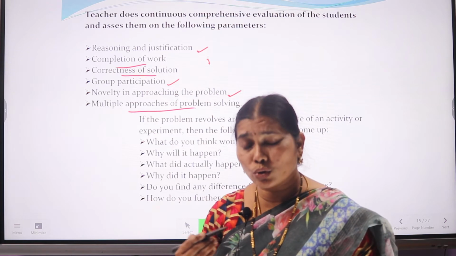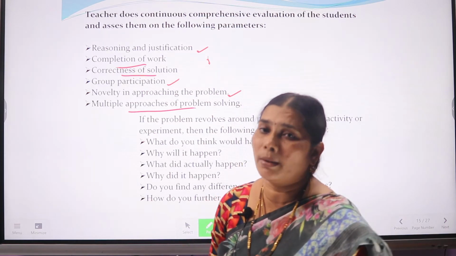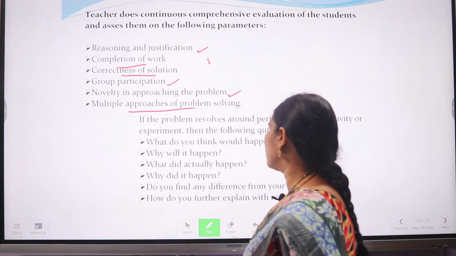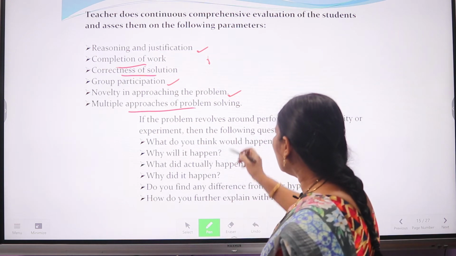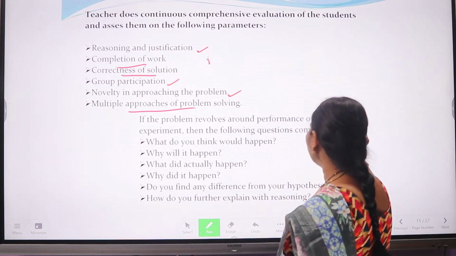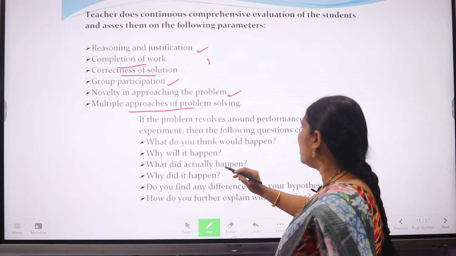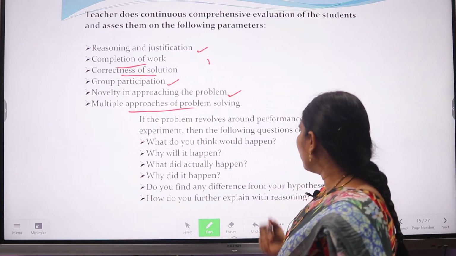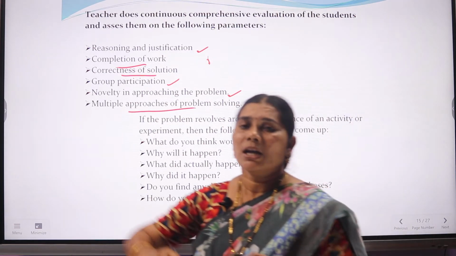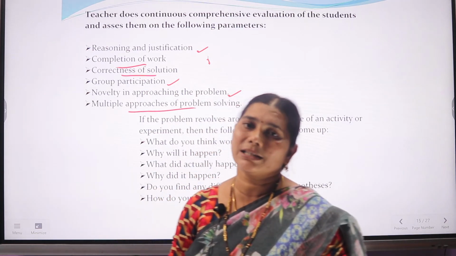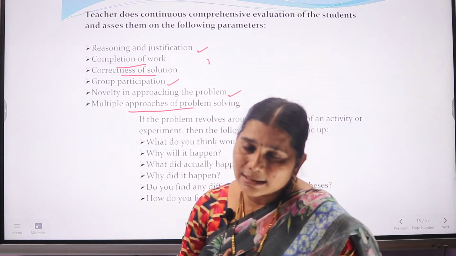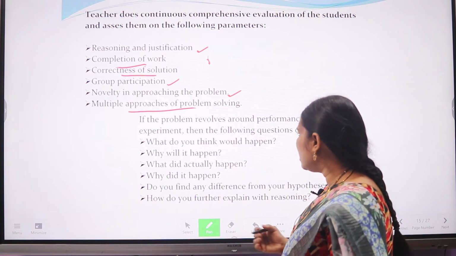to show a solution to the problem. So that is what multiple approaches means. If the problem is revolving around the performance of any activity or an experiment, then the following questions should come into the picture. That means if an experiment is being conducted by my students, when I assess as a teacher, I have to follow these things.